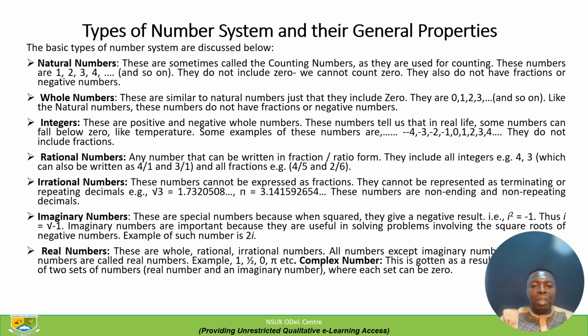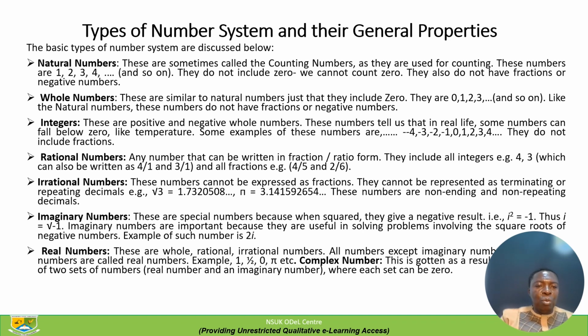Irrational numbers. These numbers cannot be expressed as fractions. They cannot be represented as terminating or repeating decimals, e.g. the square root of 3 is equal to 1.7320508, and pi is equal to 3.141592654. So these numbers are non-ending and non-repeating decimals.